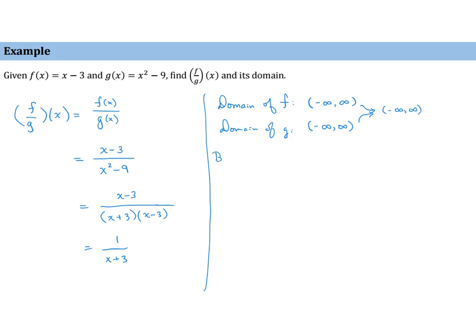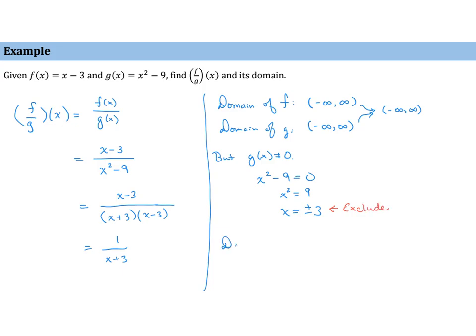But we don't want g of x to be 0. Why not? Because we are dividing by g of x back here. So what's g of x? It's x squared minus 9. So we need to look at x squared minus 9 equals 0. Now we could factor and set each factor equal to 0, or we could use the square root principle. Either one is sufficient. Either way, we have to exclude negative 3 and positive 3.